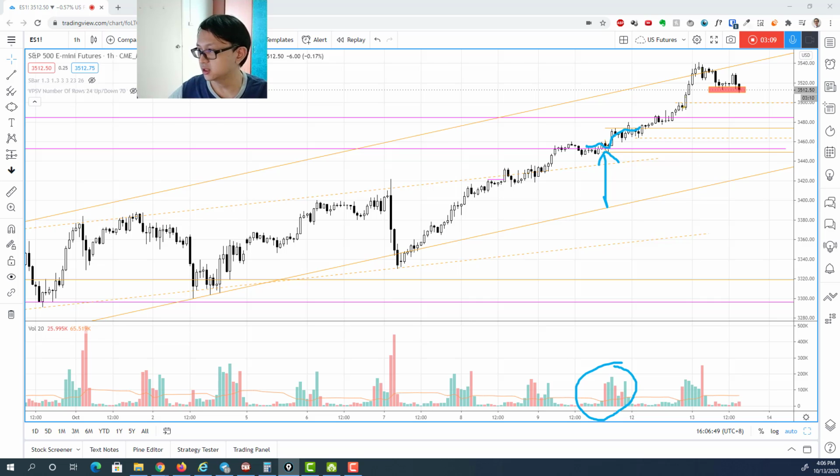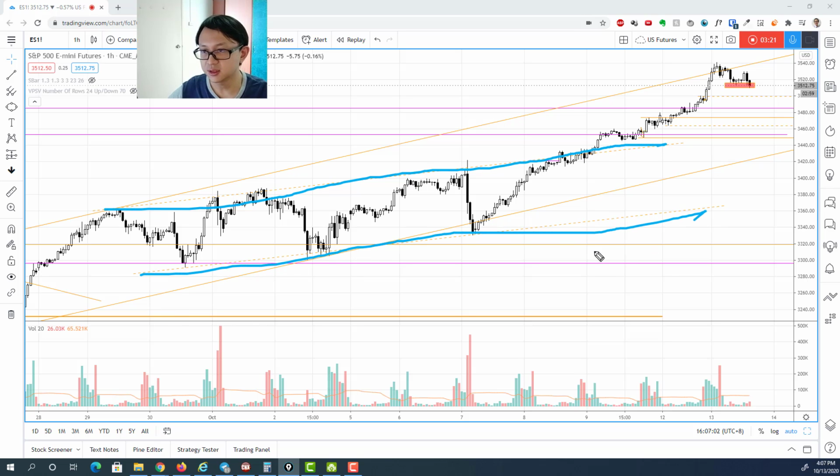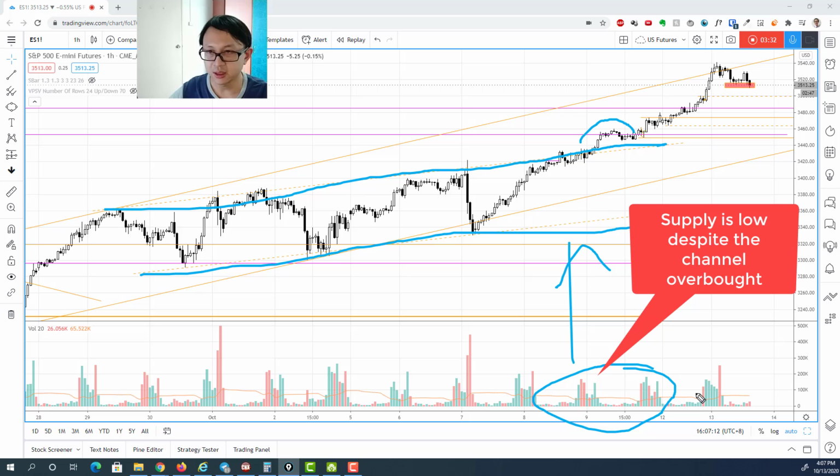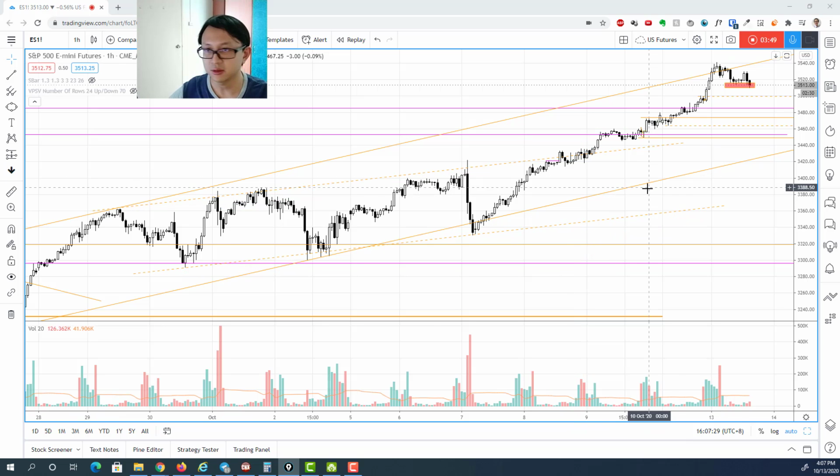If I take a zoom out view, you can see that prior to last Friday, I had this up channel, and I talked about us potentially entering into the channel overbought, but you can see that the market did not really find any supply on Friday, and therefore I think we saw the continuation. And also yesterday it just kept accelerating to the upside, but now actually we have seen supply pick up a little bit. Let me explain a bit more here.